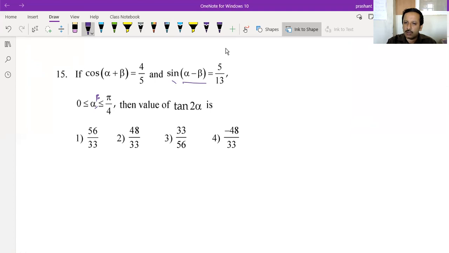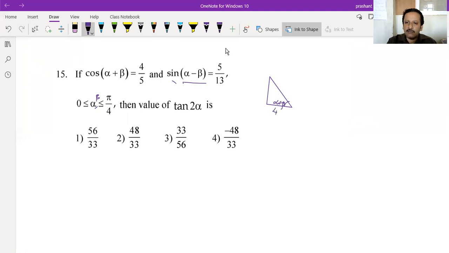Okay. So now let me consider one right angle triangle. Now let this angle be alpha plus beta. Okay, I'll call this angle as alpha plus beta. Given cos(alpha plus beta) is equal to 4 by 5. As you know, cos theta is defined as adjacent by hypotenuse.